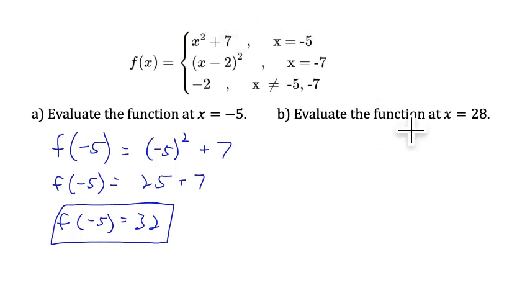Now we need to evaluate the function at x equals 28. Well, let's see, 28 does not equal -5, and it doesn't equal -7. So we end up using the third piece, because 28 does not equal -5 or -7. So that just means that no matter what the input is, the output is going to be -2, as long as x does not equal -5 or -7. So we have f of 28 equals -2.